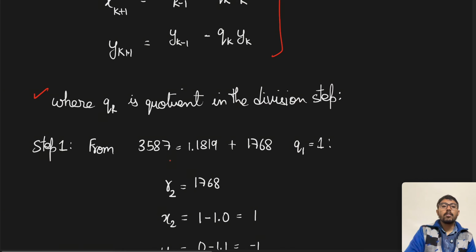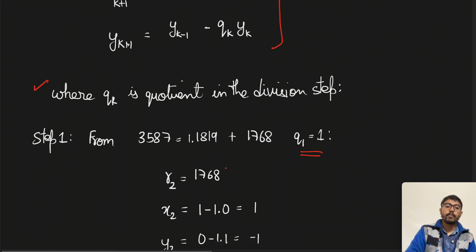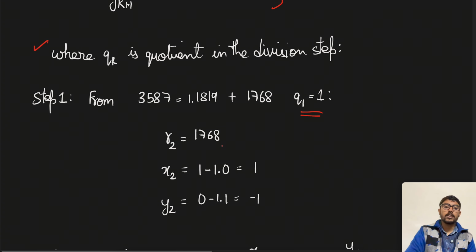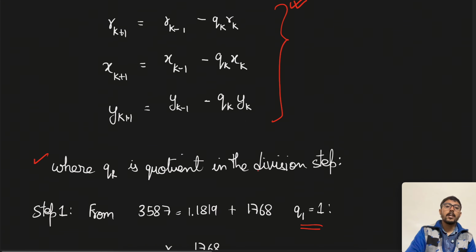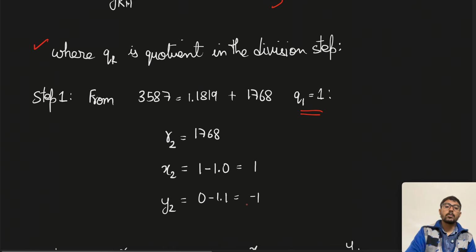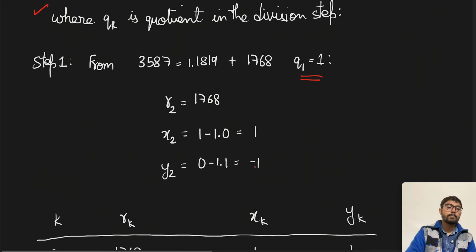So from the first step, as we saw above, we can take 3587 equals 1 times 1819 plus 1768. In this case, Q or quotient is 1. Hence, R2 will be 1768, x2 is this, which is 1, y2 is again minus 1, right. Similarly, just put in the values and you will know what is going to be the value next.